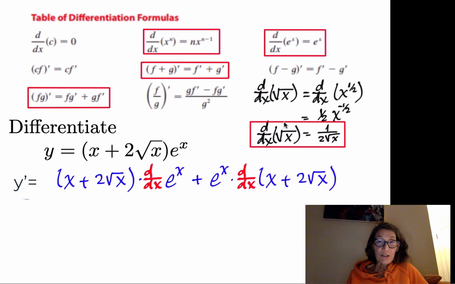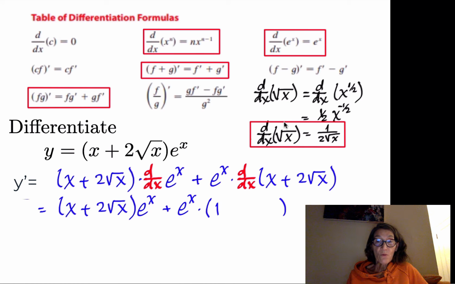So we haven't actually differentiated anything yet, so let's go ahead and do that. So we've got x plus 2 times the square root of x times the derivative of e to the x, which is just e to the x, plus e to the x times the derivative of x plus 2 times the square root of x. So here, remember, the derivative of x is just 1, and the derivative of a constant multiple of a function is the constant times the derivative of the function, so it's going to be 2 times 1 over 2 times square root of x.